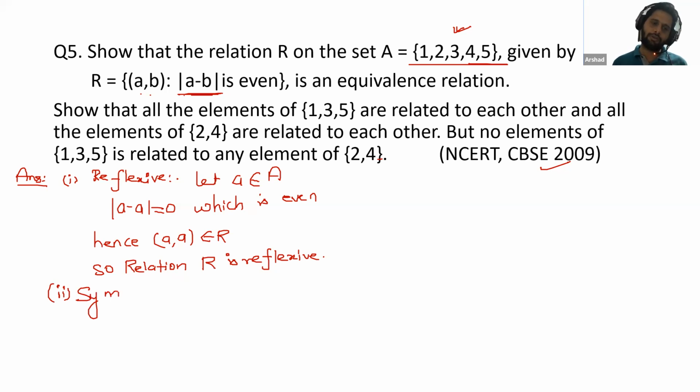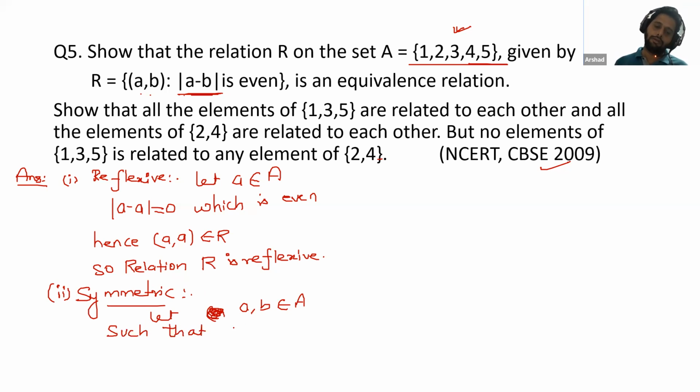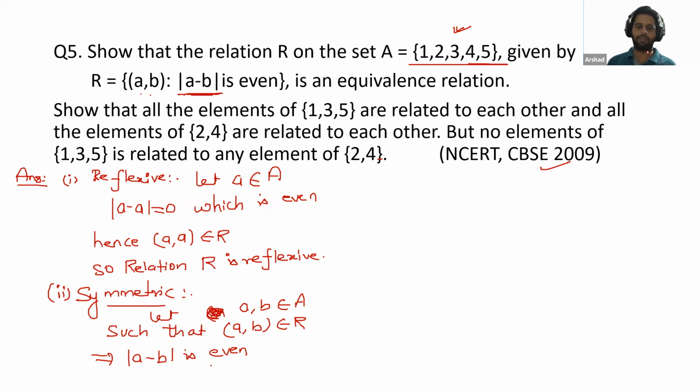Okay, so this was the first part. Now, in the same way, please try the second part. Second is symmetric. Now, here we need two values. Let (a, b) belong to the set A such that the ordered pair (a, b) belongs to R. This implies modulus of a minus b is even, because we have assumed that this belongs to the relation R. So this also means that the modulus of b minus a is also even.